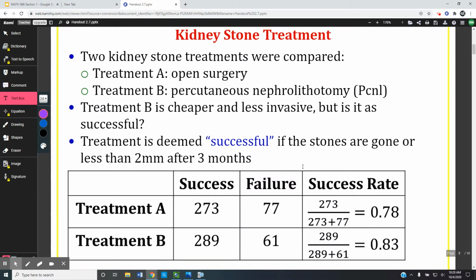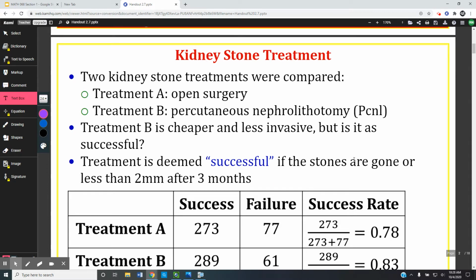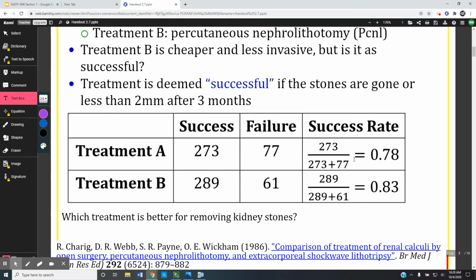So we have this kidney stone treatment, and in this kidney stone treatment, we had treatment A and treatment B. Treatment A was an open surgery, and treatment B was what they call PCNL. This treatment was a cheaper, less invasive treatment, but the question is, is it as successful? A treatment is deemed successful if the stones are gone or less than 2 millimeters after 3 months. So let's just look at the raw data.